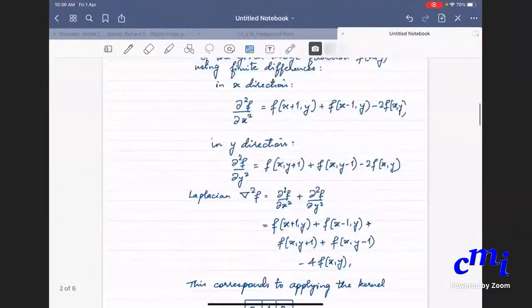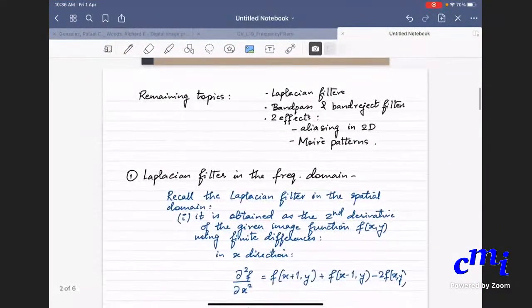Okay, so there are a few remaining topics that I want to cover in this frequency filtering area. One is the Laplacian filters, which we will cover quickly. Then there are band pass and band reject filters. I'm not going to go into too much detail on these.